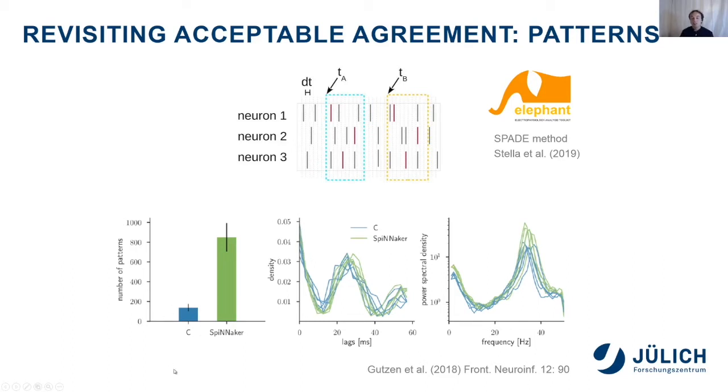And an educated guess is that maybe it's in fact this discrepancy of the firing rates which simply leads to an excess of patterns in the SpiNNaker model as opposed to the C model. So in other words, if you're interested in patterns, maybe the small differences in the firing rate distributions do matter. In other words, acceptable agreement depends on what you're interested in.